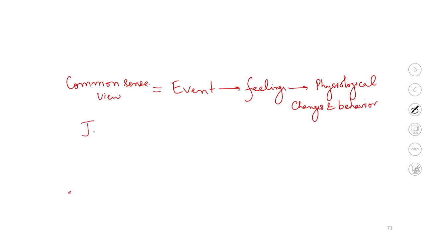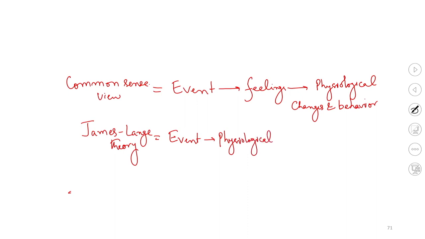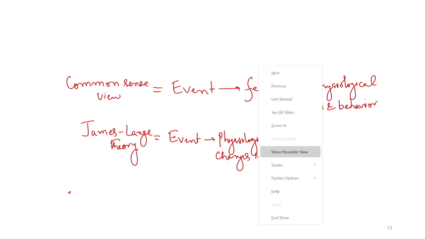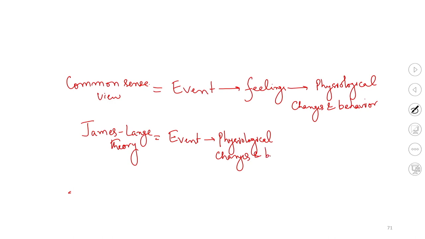James Lange theory says an event happens, it leads to physiological changes first, then at the end we experience the feeling part of it. Okay. So, this is one thing that shows how it is different from the common sense view.